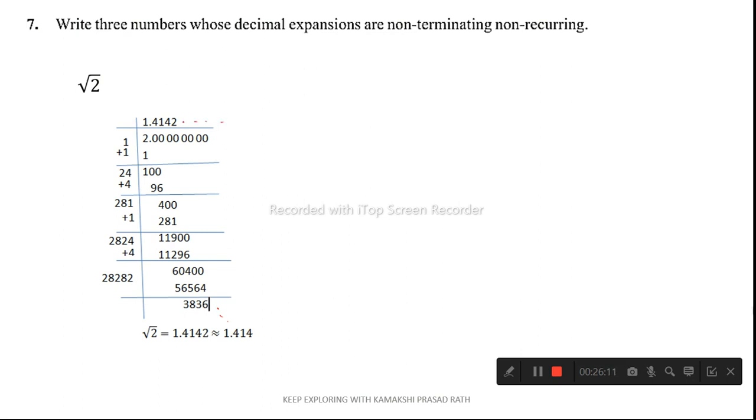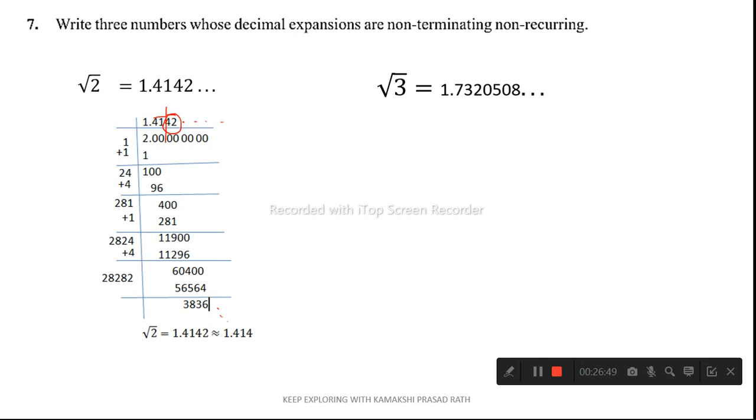Non-recurring means it doesn't repeat itself. If it had to repeat, it would have repeated here itself, that is 4 1, then 4 1 again. But here, after 4 1, it comes 4 2. So it has broken the pattern, and once the pattern is broken, it is not going to repeat itself. So it is clear that root 2, that is 1.4142 and so on, is a non-terminating, non-recurring decimal expansion. Similarly, we have root 3. All the irrational numbers we can take for non-terminating, non-recurring.